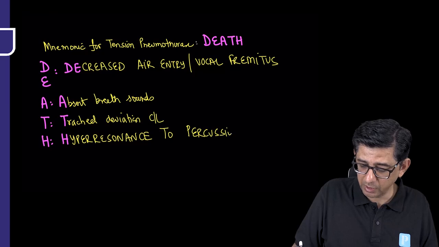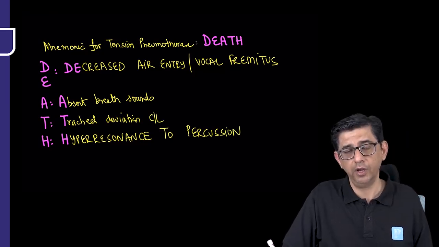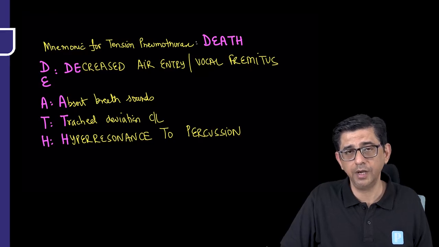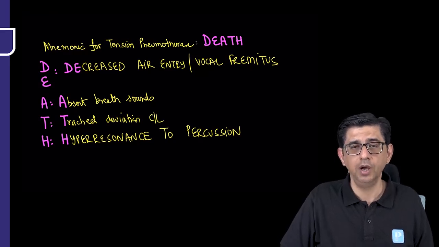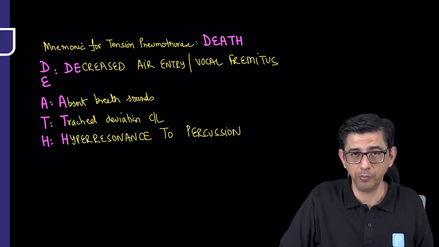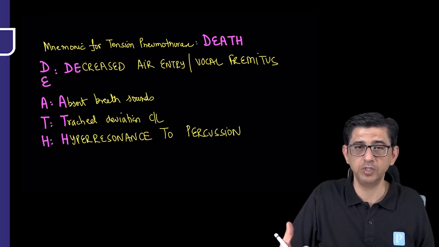So let's do a quick recap of DEATH. There is a decreased air entry, decreased vocal fremitus. Absent breath sounds in a patient, or as I explained, distant breath sounds. There would be tracheal deviation to the contralateral side and hyperresonance to percussion. These are some of the key words that have to be identified in a question to identify this topic, followed by the intervention that I've explained to you.